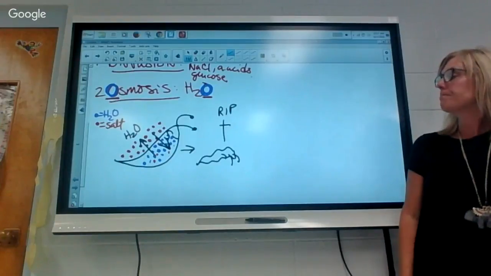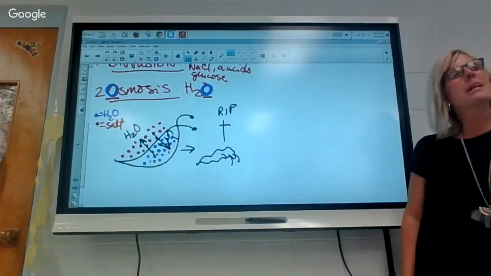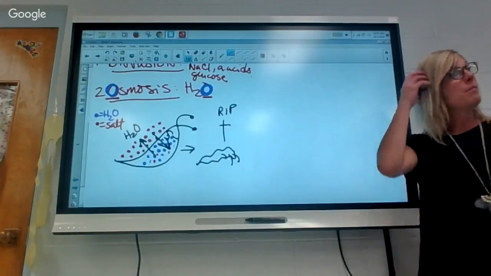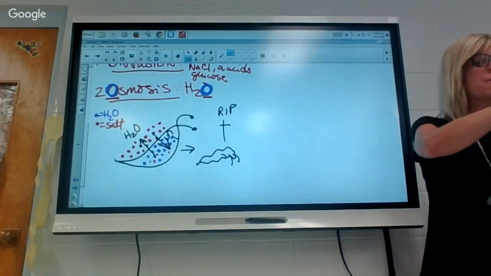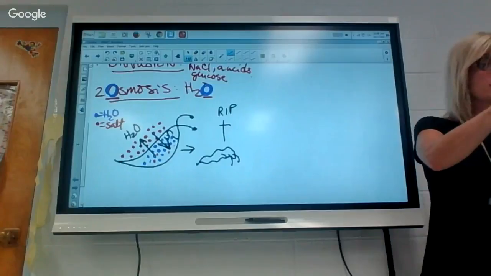How fast would it take to go from that to that? Well, I wouldn't say seconds, but probably minutes. Maybe not totally shriveled. It'll just look like a mess, but it'll look pretty shriveled up.